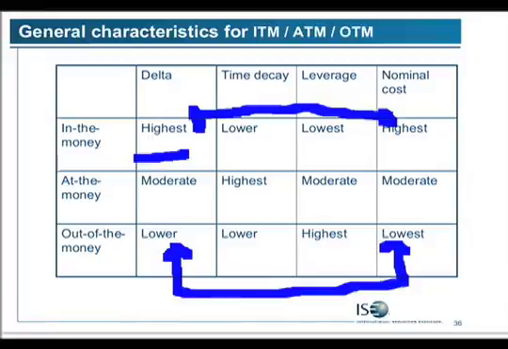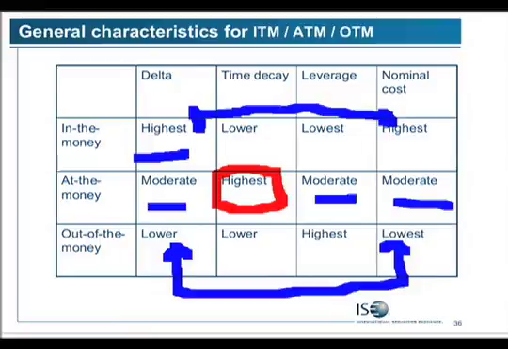You'll notice that the at-the-money options, other than the time decay being high, have more moderate results. So the deltas are moderate, the leverage is moderate, the cost is moderate. The only problem there is that since you're buying all time value, your time decay is highest. I hope this all makes sense.